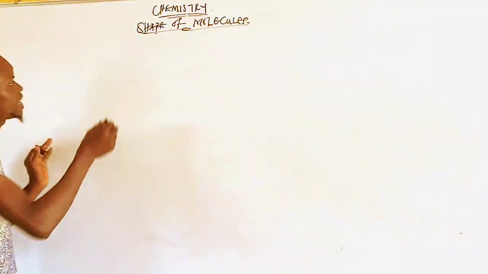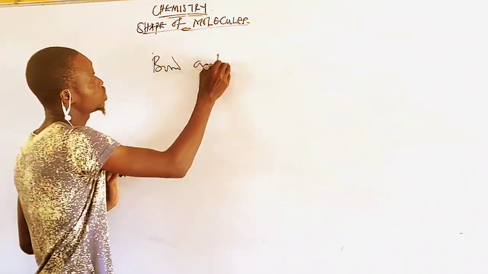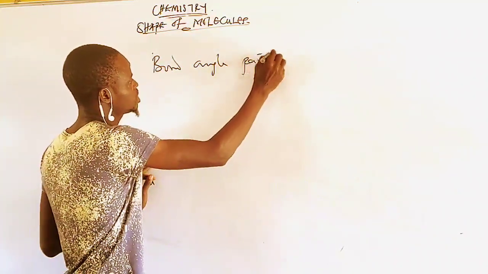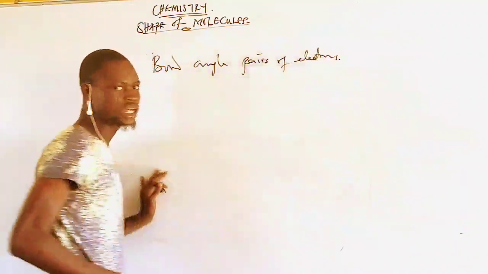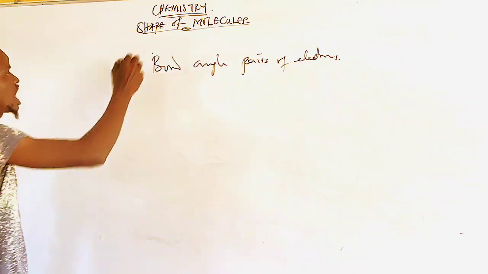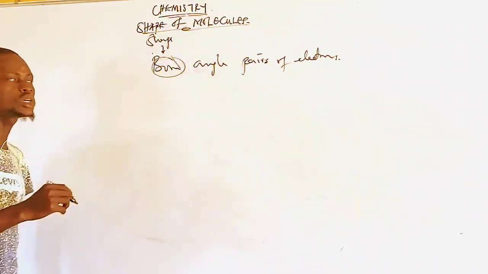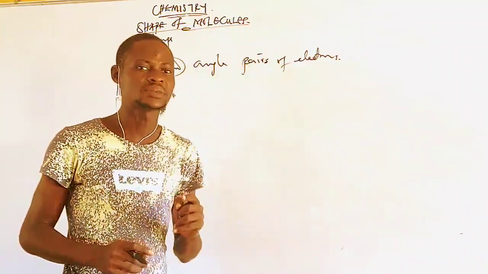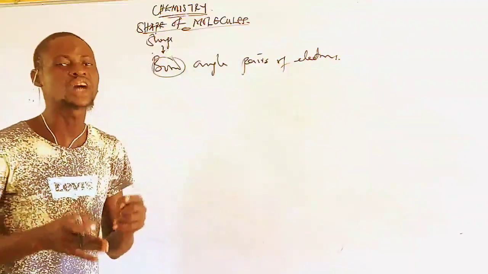The shape of a molecule is determined by the bond angle between what? Pairs of electrons. Now, what determines that bond angle? That's what I want to know. Shape is determined by the bond angle. But what determines the bond angle between pairs of electrons? It is determined by the arrangement of electrons within the central atom.